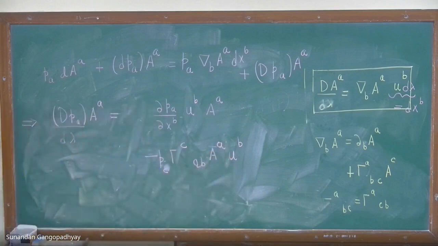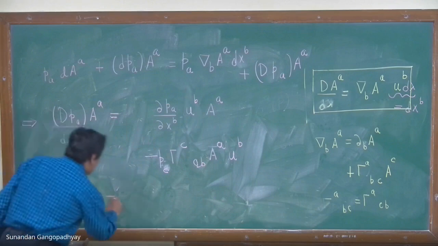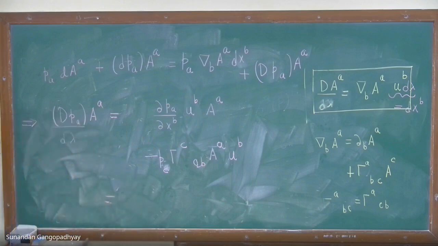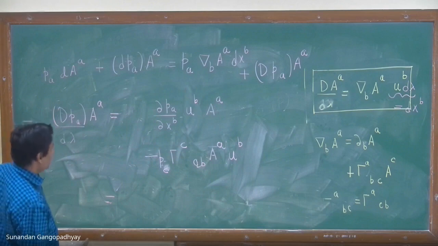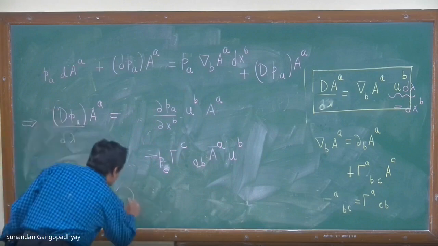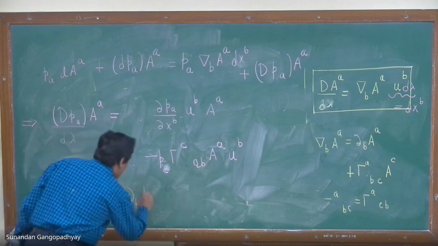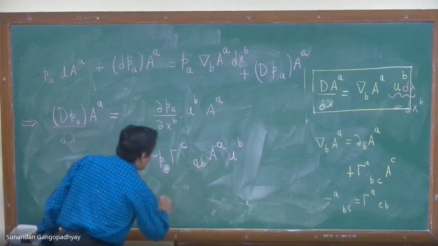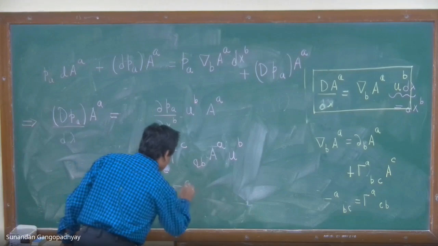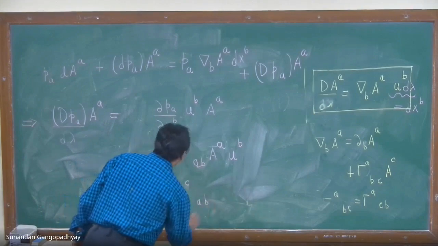That's it. Now I think the job is done, and this I can write it down as what? HAUB. That is fine. So this is del V CA minus gamma C AB.